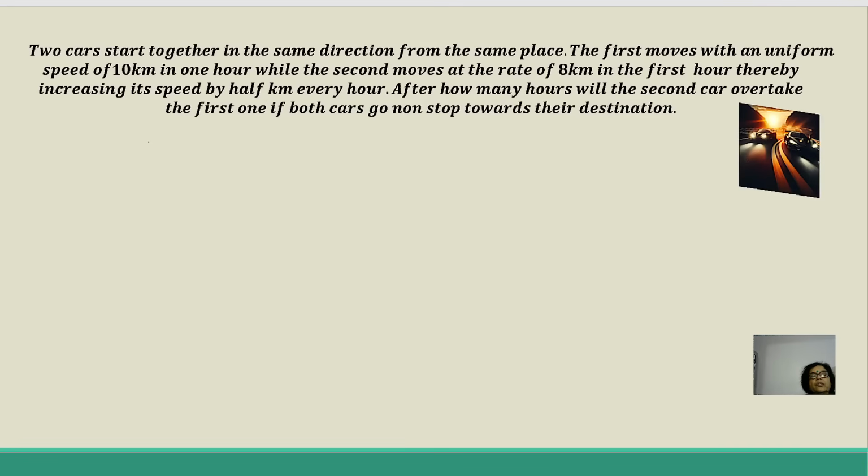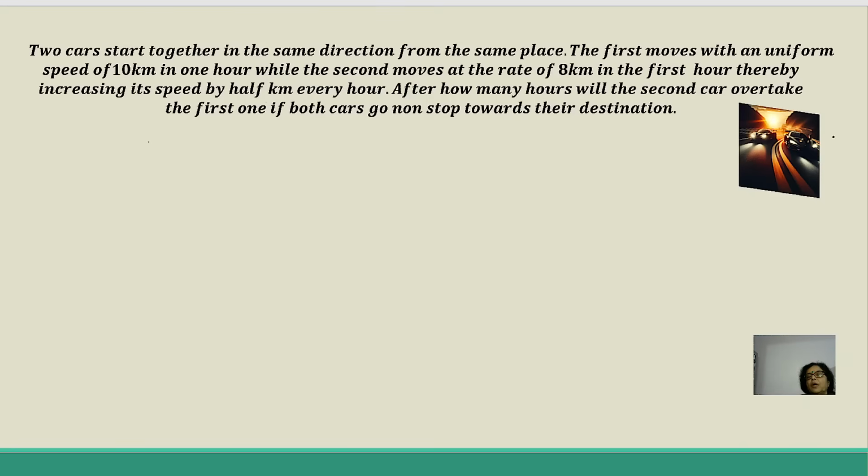Moving on to the next question, we have two cars starting together in the same direction from the same place. The first moves with a uniform speed of 10 km in 1 hour, while the second moves at the rate of 8 km in the first hour, thereby increasing its speed by half kilometer every hour. After how many hours will the second car overtake the first one if both cars go non-stop towards their destination?